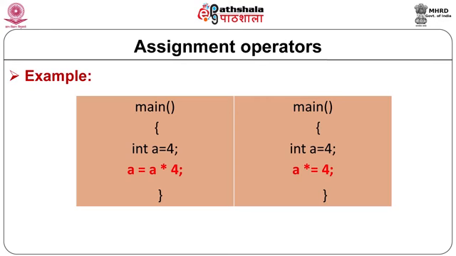In next program, what I am doing is the same thing, but writing operator in a different way, like a star equal to 4. In first program I have written a equal to a star 4. It means a multiplied by 4. So 4 multiplied by 4, that is 16. Both programs will produce same result, because a equal to a star 4 and a star equal to 4 remain same.